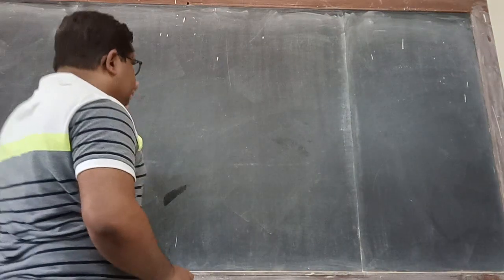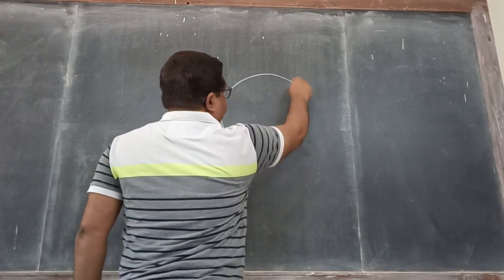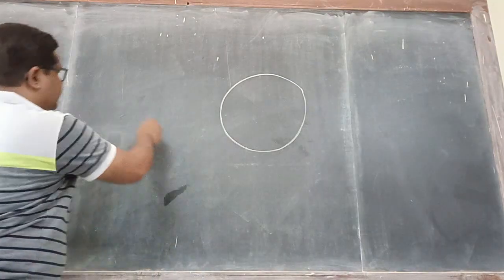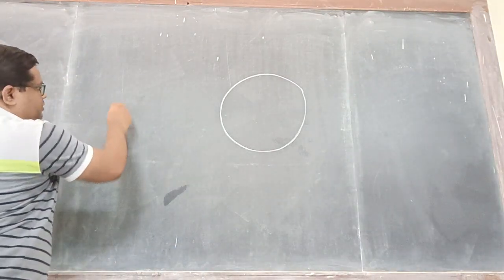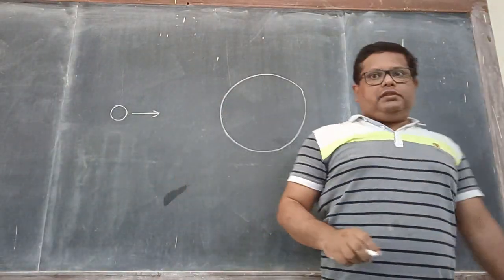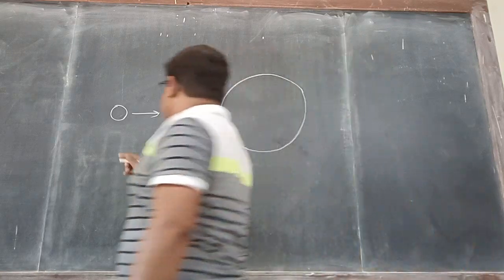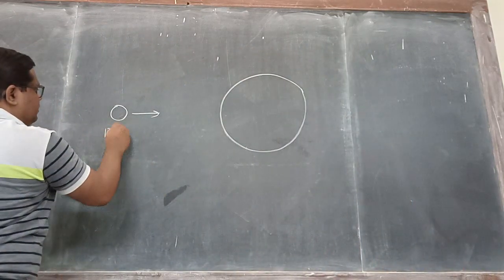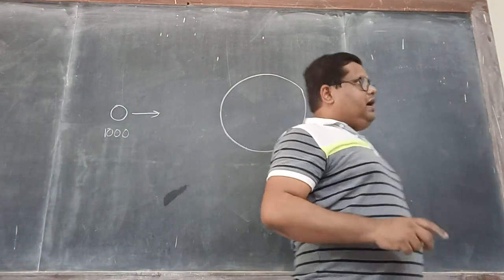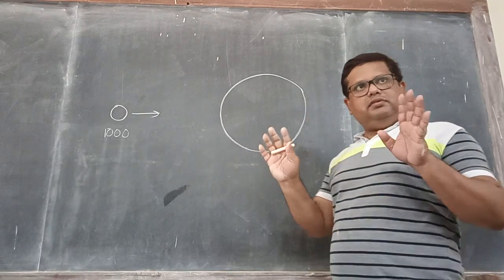Okay, let us have a very basic discussion on elastic and inelastic scattering. Again, this is a target nucleus, and this is a projectile. Now, suppose at a time 1000 projectile nuclei are incident on a single target nucleus. Just assume.